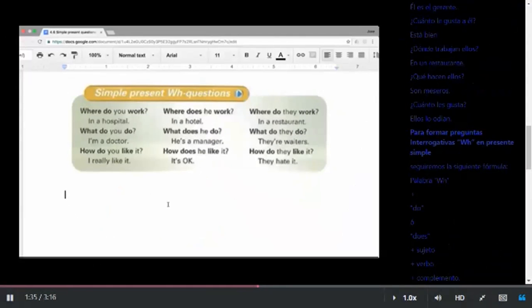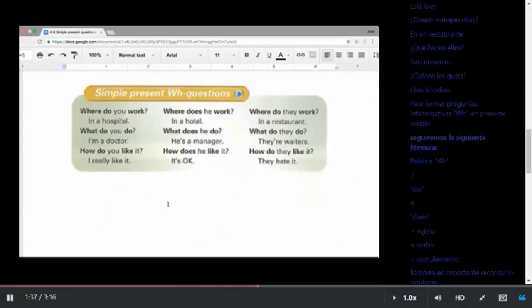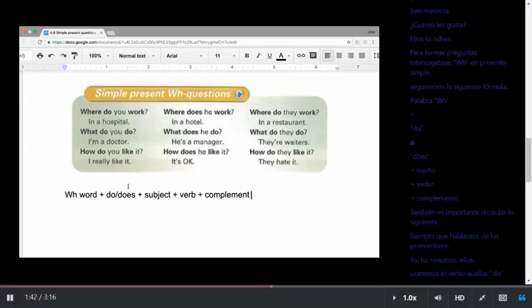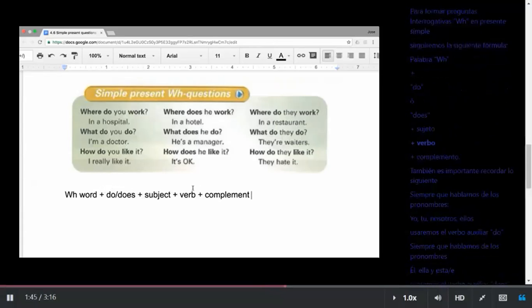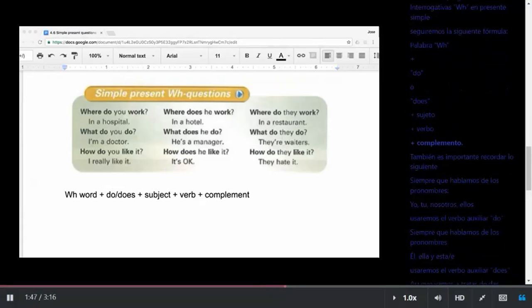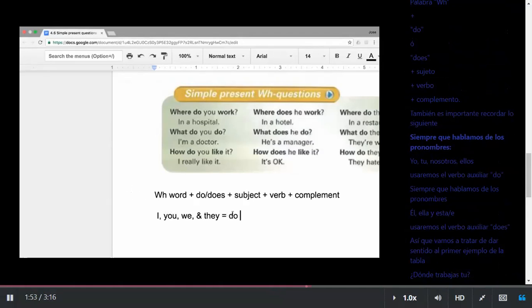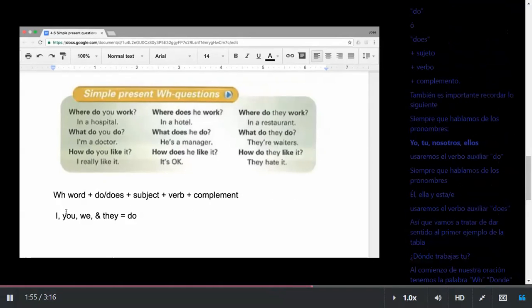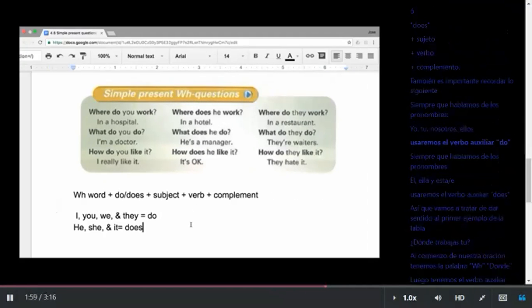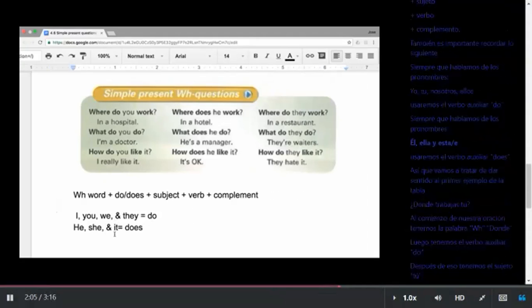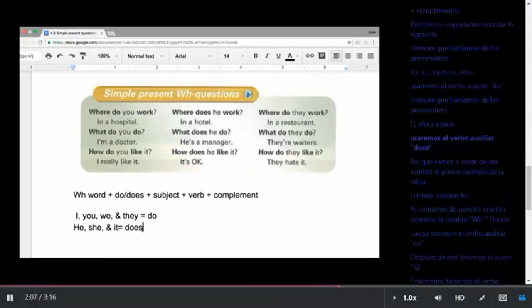They hate it. In order to form simple present WH questions, we will follow this next formula. WH word plus do or does plus subject plus the verb plus complement. It's also important to remember the following. Whenever we talk about the pronouns I, you, we, and they, we will use the auxiliary verb do. Whenever we talk about the pronouns he, she, and it, we will use the auxiliary verb does.